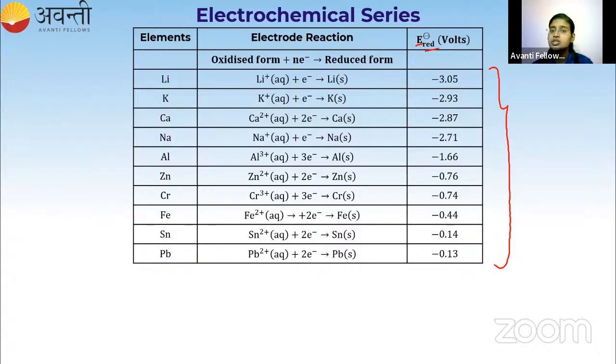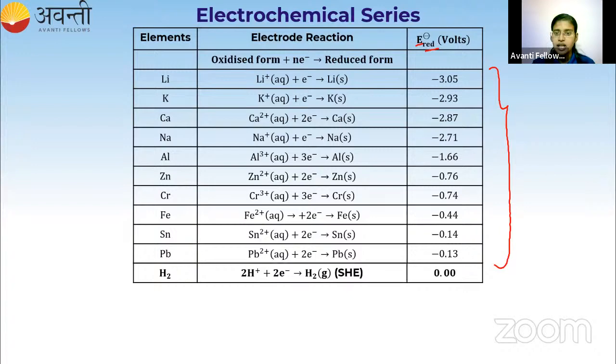We are getting the reduced form of the metal ion, and the E naught values are associated with it. The values are given from more negative to less negative. From lithium till lead, we have the values from more negative to less negative. And after this, we have the value of hydrogen. This is the E naught value for the standard hydrogen electrode. In the last slide we saw that the E naught value is 0 for the standard hydrogen electrode.